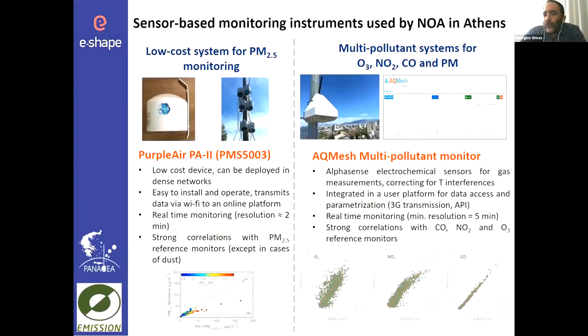Regarding the sensor-based systems, we proceed with two main examples of the instruments that we are using in the National Observatory. First, there's the Purple Air monitor. I guess this has been already presented by the University of Patras. So we'll quickly once more note that it is surprising how well it can capture the temporal variability of PM2.5 concentrations. It is also a very cheap device and easy to operate through Wi-Fi, so it can be deployed in dense networks, also with the active participation of citizens.